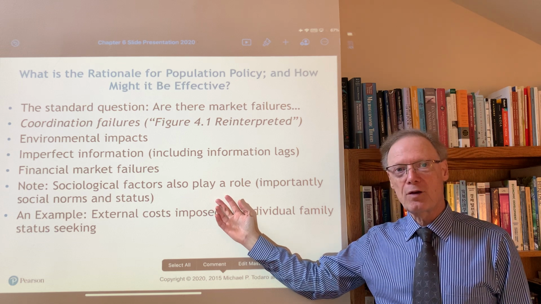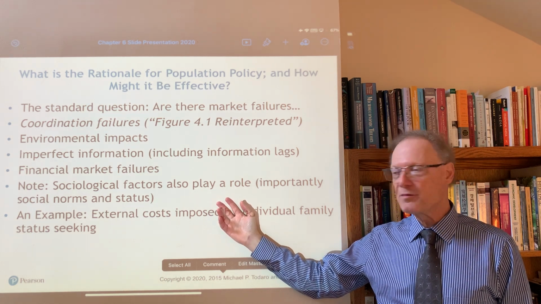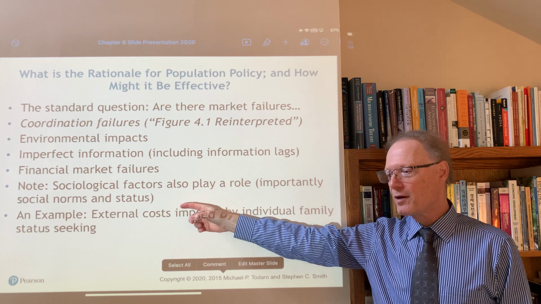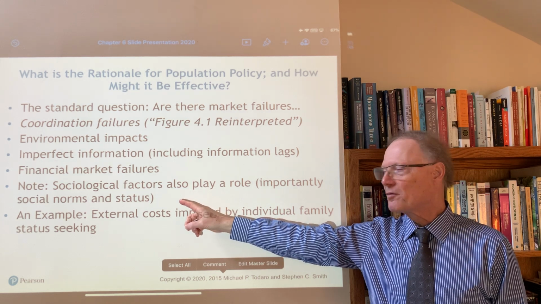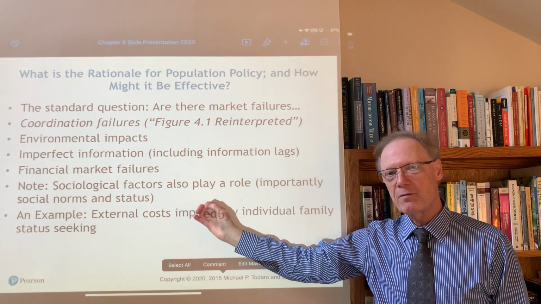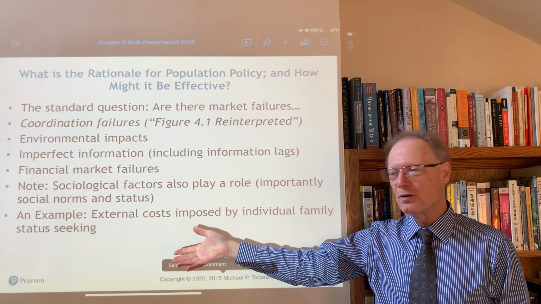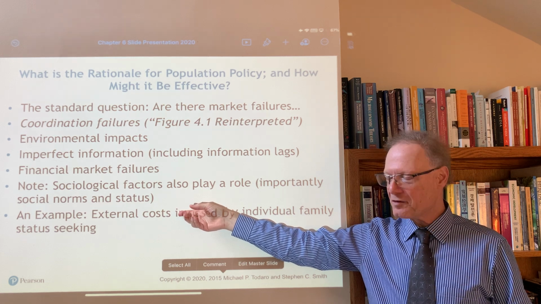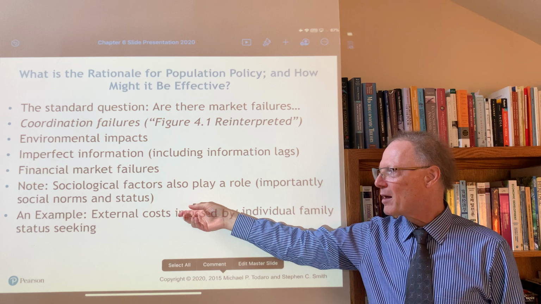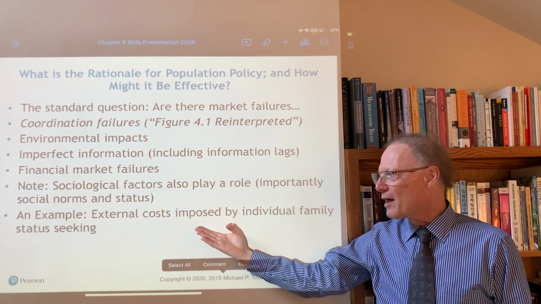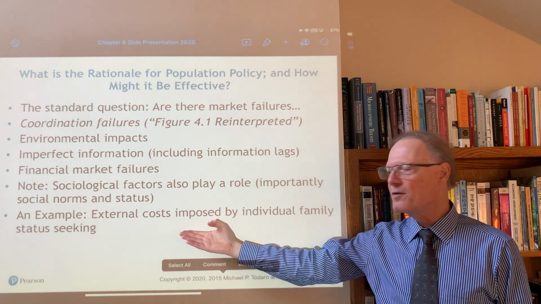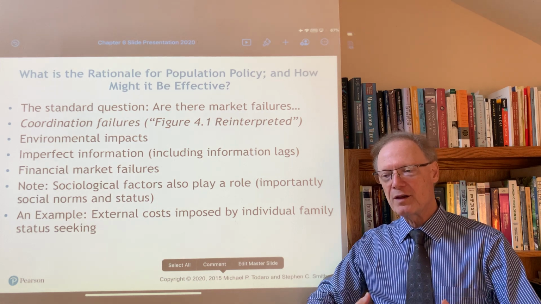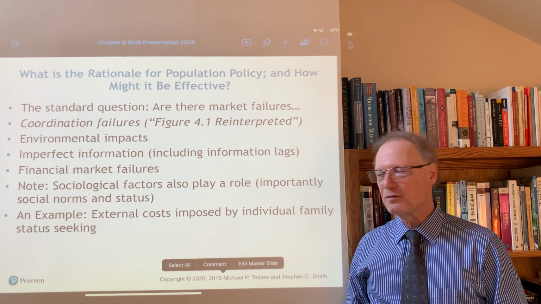And sociological factors also play a role, but we can analyze these also in economic terms, as we have been, such as social norms and status that can go into the question of what is expected in terms of what others are doing. Status can be important. When women's status is higher, it can also lead to fewer births per woman, since women in general seem, according to surveys, to prefer a smaller number of children than do men, wives as compared to husbands. And there can be other examples, external costs imposed by individual family status seeking to gain status by the size of one's family, which among other things can also mean that you can farm and occupy larger tracts of land.